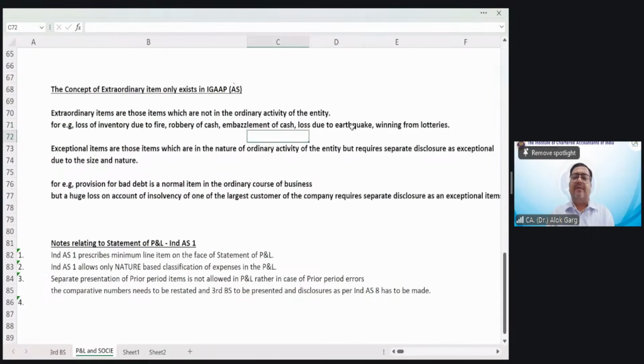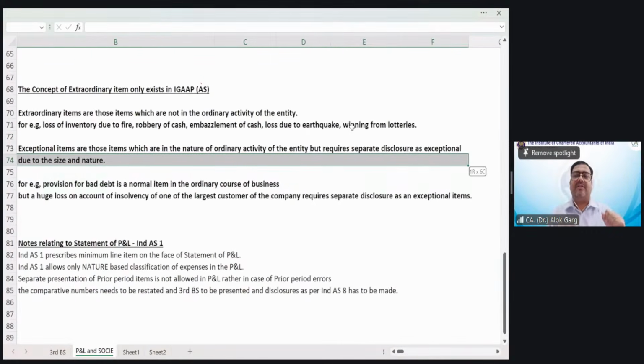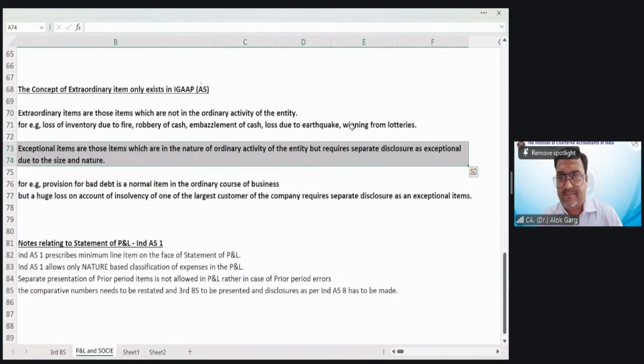Then extraordinary item we discussed. What is meant by exceptional item? Extraordinary items are those items which are not in the ordinary activity of the entity. Exceptional items are those items which are in the nature of ordinary activity of the entity, but require a separate disclosure as exceptional due to the size and nature of the transaction. For example, a company is selling goods on a credit basis, and the company is also creating a provision for bad and doubtful debts whenever it believes that it may go bad.